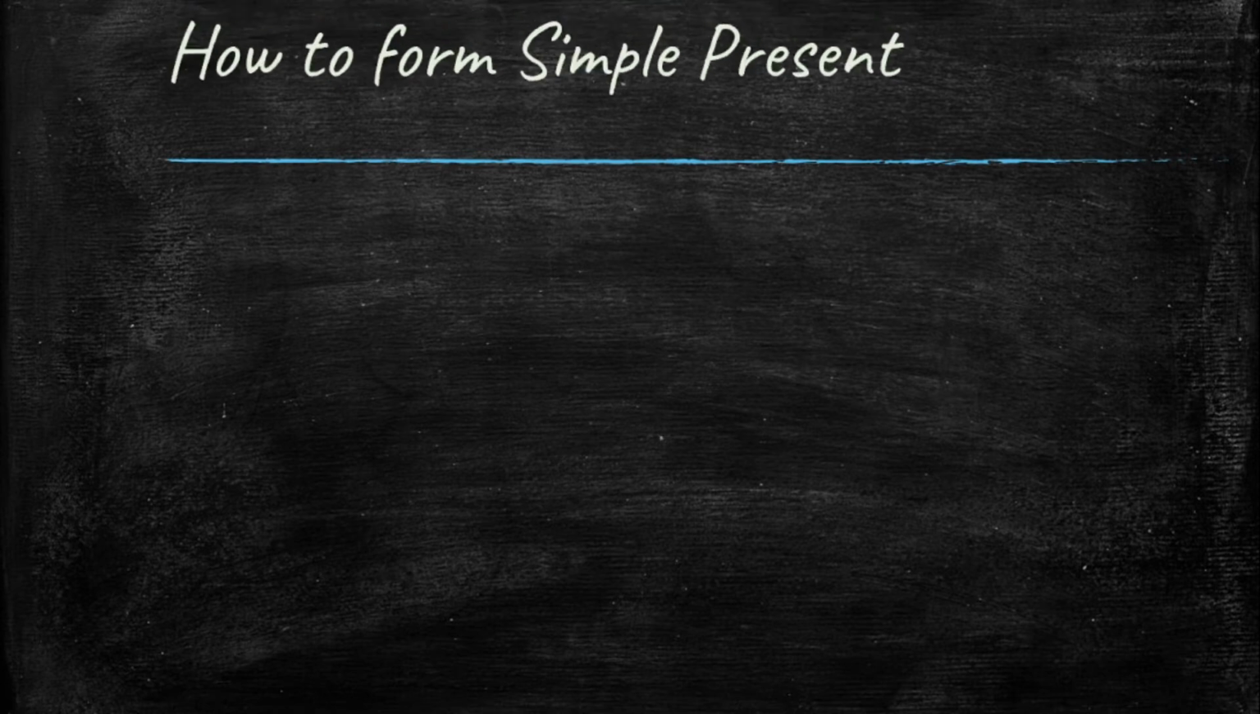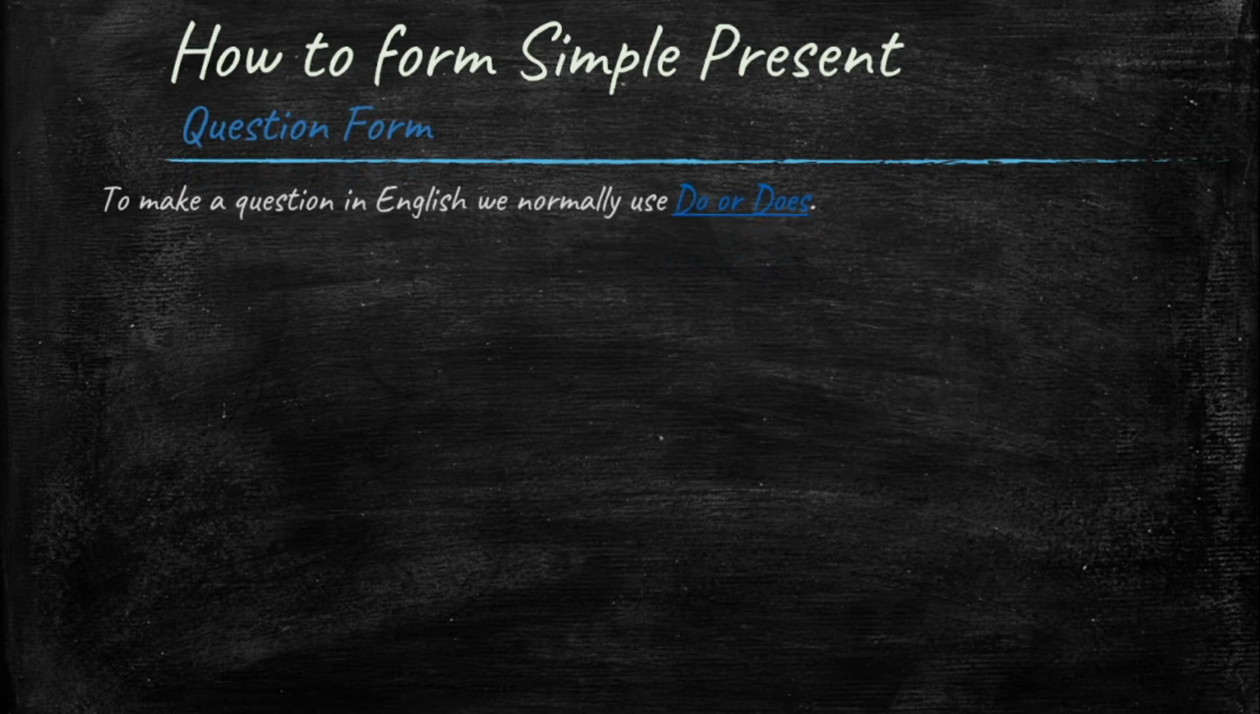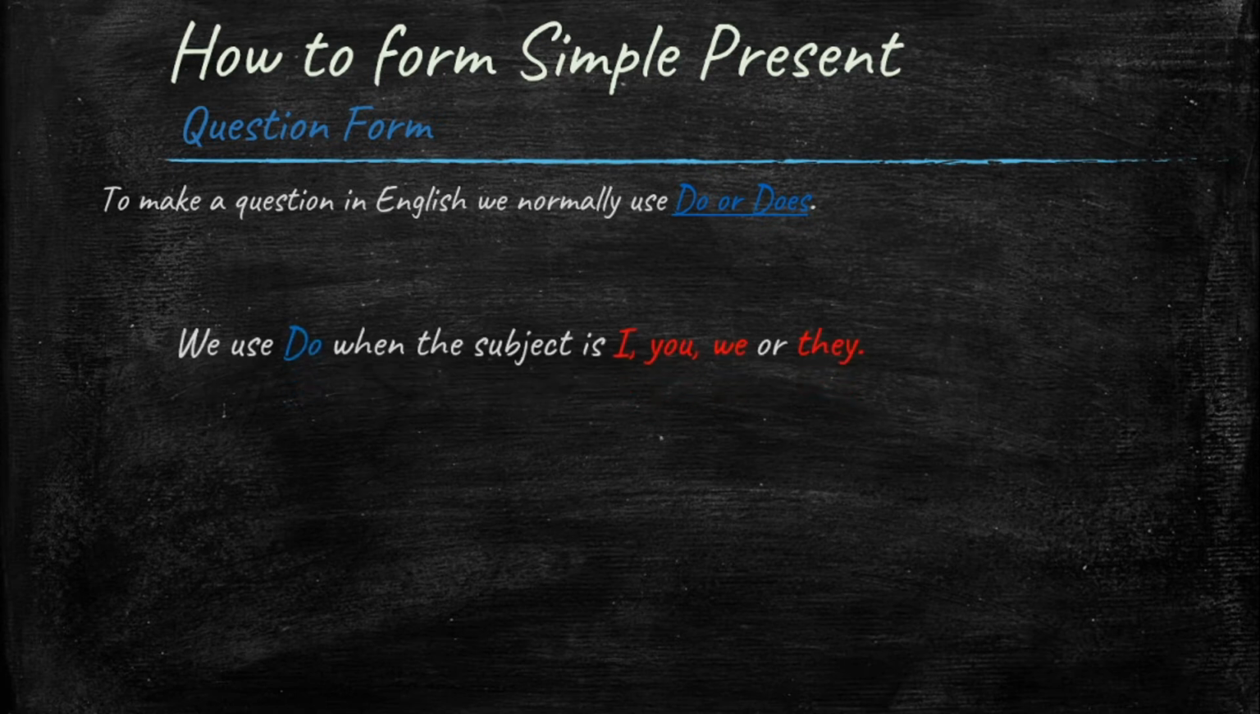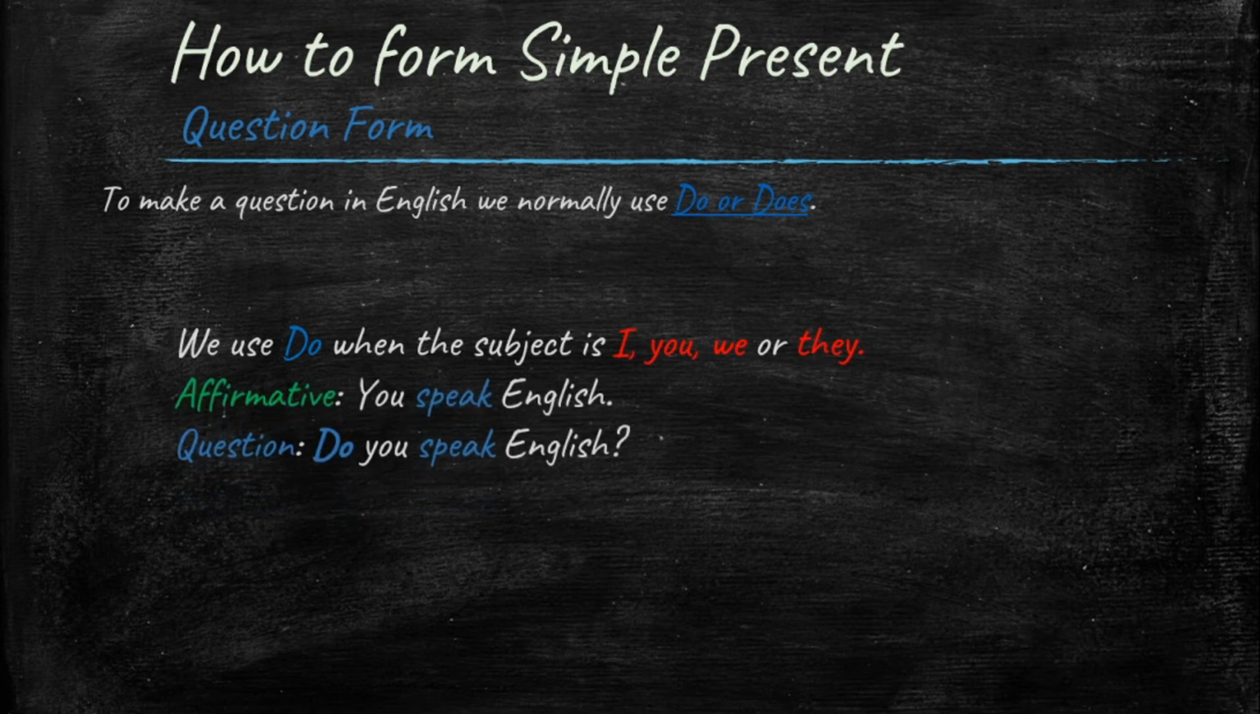Finally, the question form, or as we call it, interrogative form. So to make questions in English, we normally use do or does. When the subject is I, you, we, or they, we use do. For example, do you speak English? So the sentence structure is do, which is an auxiliary in this case, plus subject, plus verb in the base form.